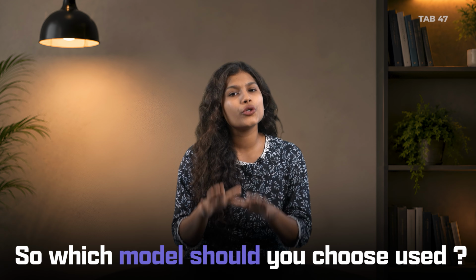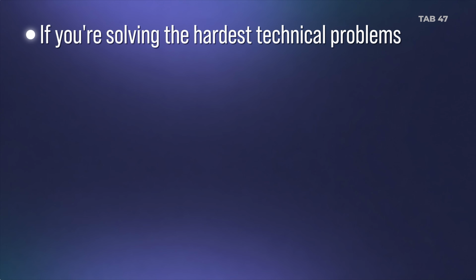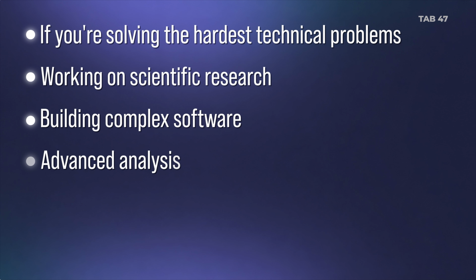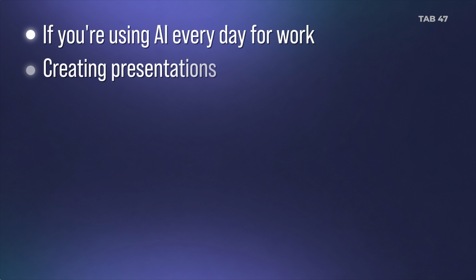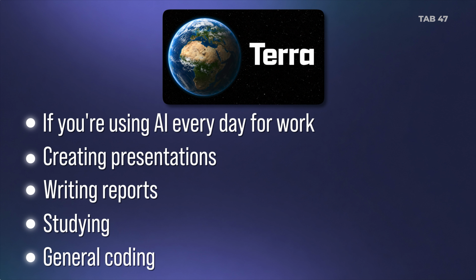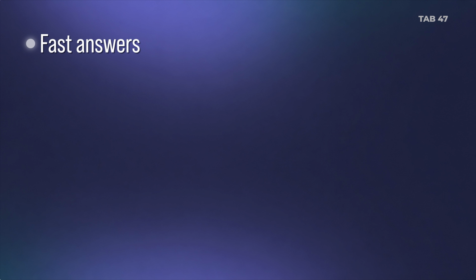So which model should you choose? Let's make this as simple as possible. If you're solving the hardest technical problems, working on scientific research, building complex software solutions, or doing advanced analysis, choose Sol. If you're using AI every day for work, creating presentations, writing reports, studying, general coding or content creation, choose Terra. And if your priority is fast answers, lower cost, high volume usage, simple tasks, or you're building an application that serves thousands of users, choose Luna. That's really what this family is all about. Not good, better, best, but different tools for different jobs.